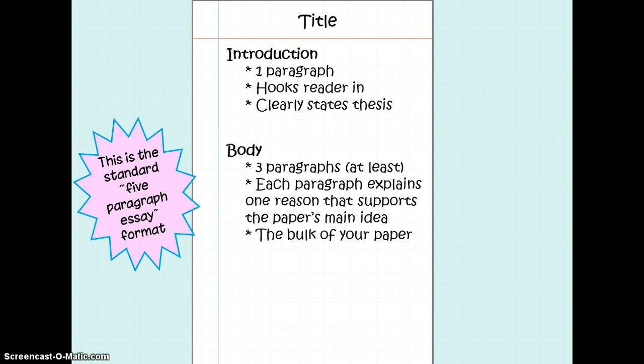Your essay then needs to have a body. This is going to be at least 3 paragraphs, and each paragraph is going to focus in on one reason that supports the paper's main idea. It's the bulk of your paper.